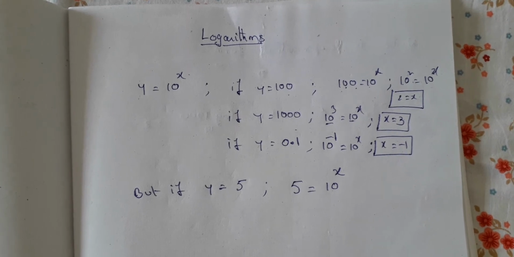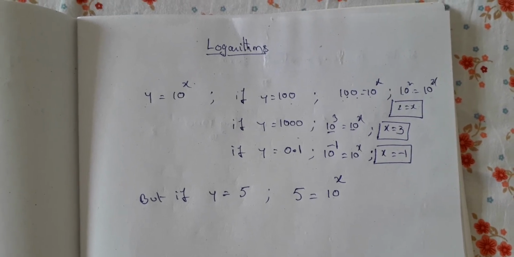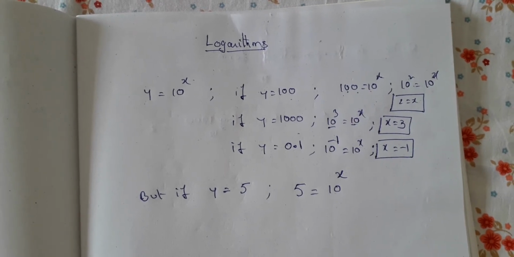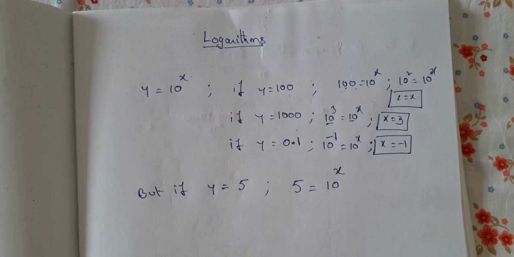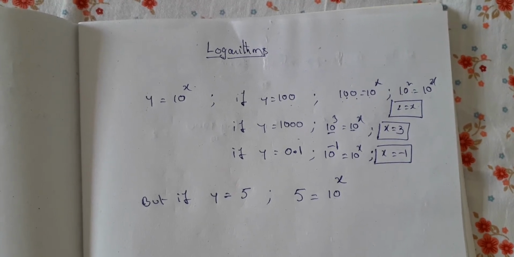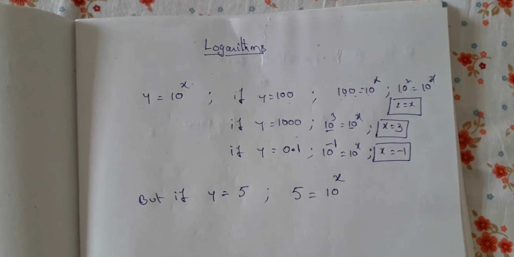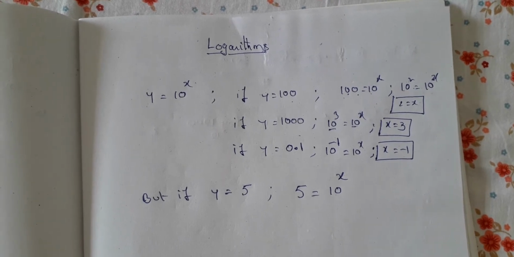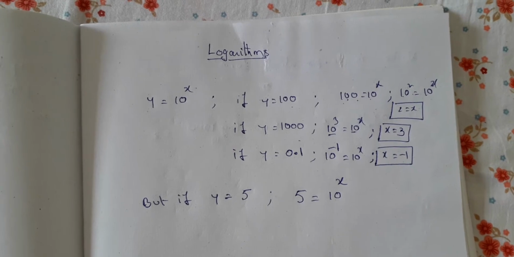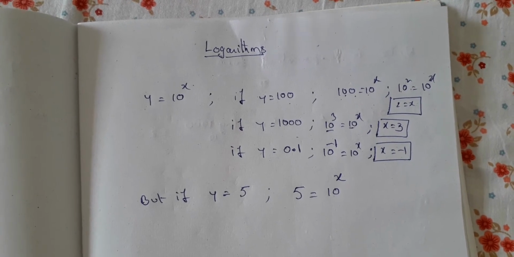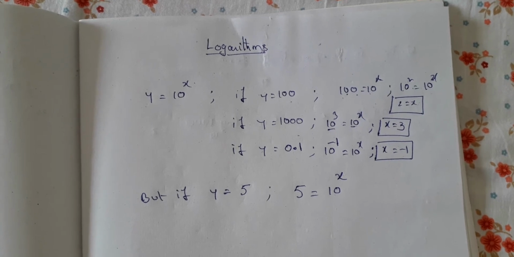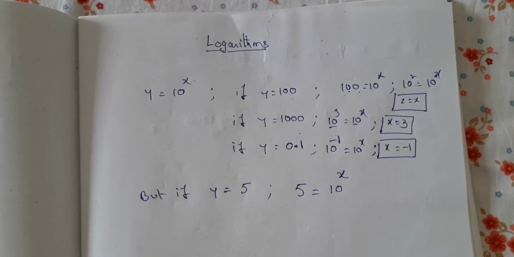10 power 0, anything power 0 is 1. 10 power 1 is 10. 10 square is 100. 10 power minus 1 is 0.1. The square root of 10, if you take, is root 2 into root 5, a product of two irrational numbers. But we are not going to get something like 5 in this manner.